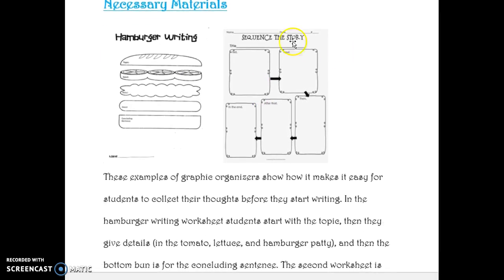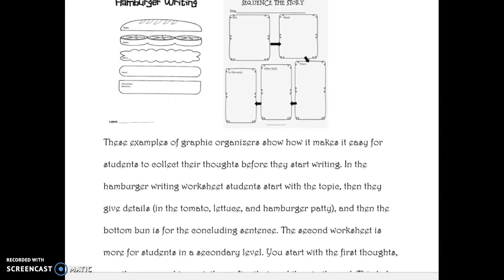The sequence of the story is about the same. It just helps students to see the order that they should write in. So if you're writing about a specific time period and you need to keep your thoughts in sequence, then it might be easier for a student to start in the first box and then go to next, and then after that, and then in the end, just so they can look back and see what came where and they don't get confused.